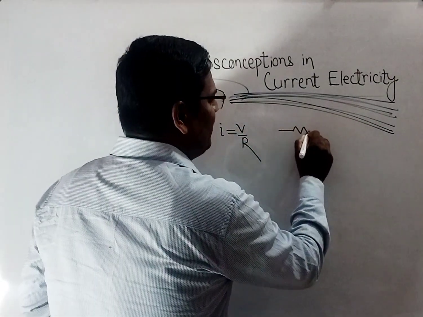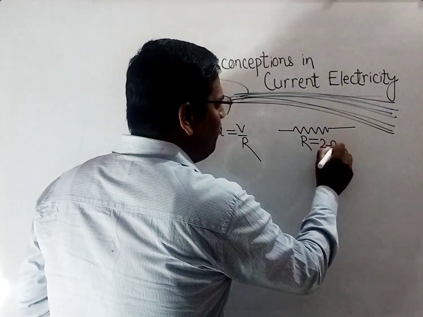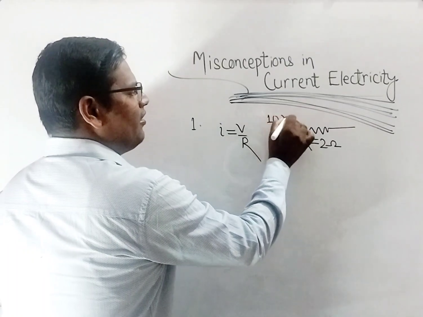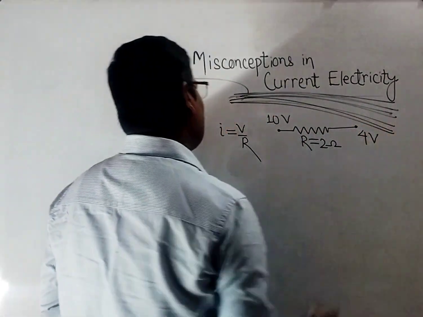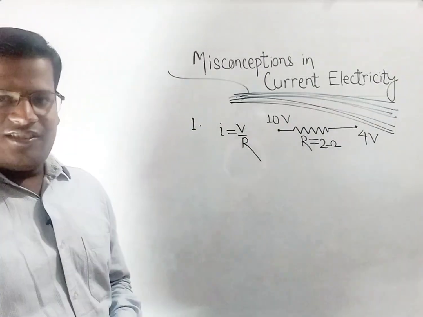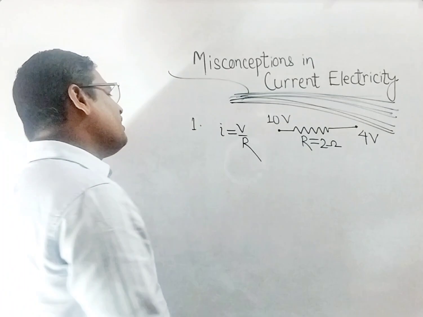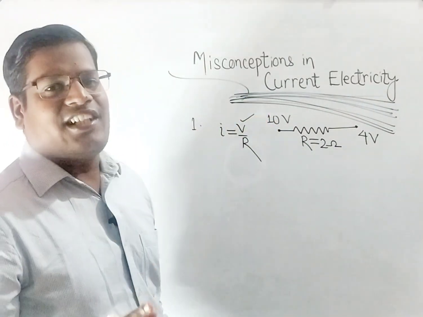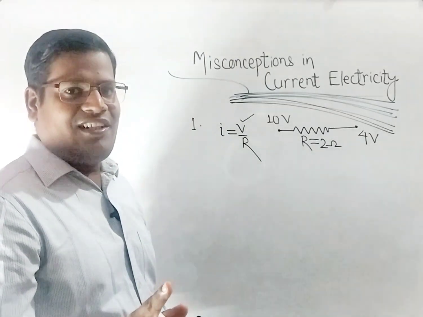If we have a resistor, let's say the resistance is 2 ohm. Let's say this side the potential is 10 volt and this side the potential is 4 volt. What is the current in the circuit? What is the current through the resistance? Most of the time students think this V is potential. This V is not potential. This V is potential difference across R.